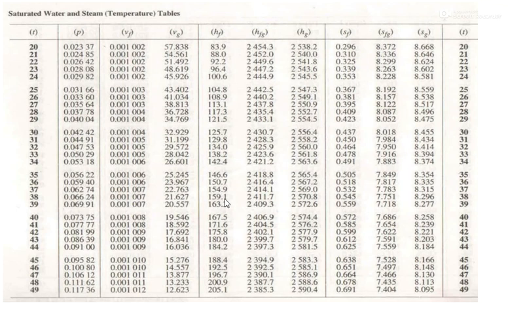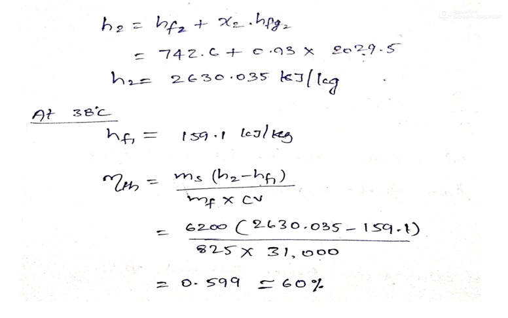At the first condition, the water is purely in the liquid state only. So here we just directly take this Hf value as the enthalpy of the water at the first condition. So at 38 degrees centigrade, 159.1 will become the enthalpy of the water at the first condition, so it will become Hf1.